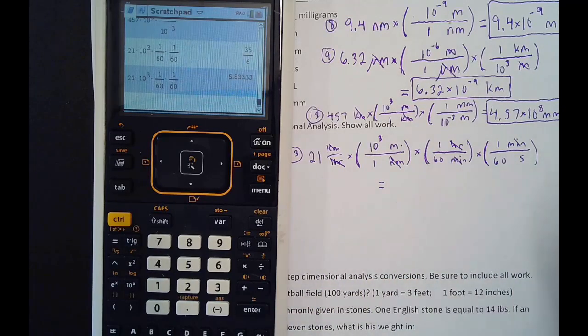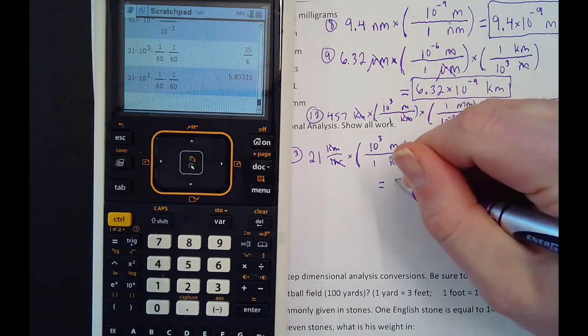So there we have it. That's how we can do a speed unit conversion that includes a metric prefix unit.